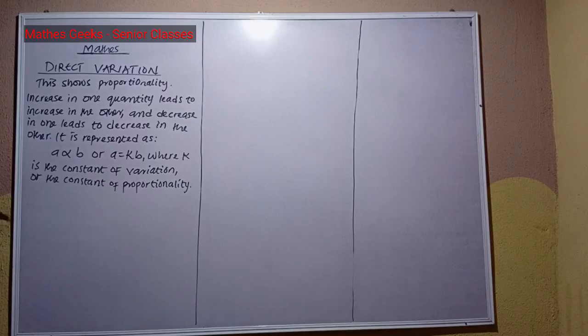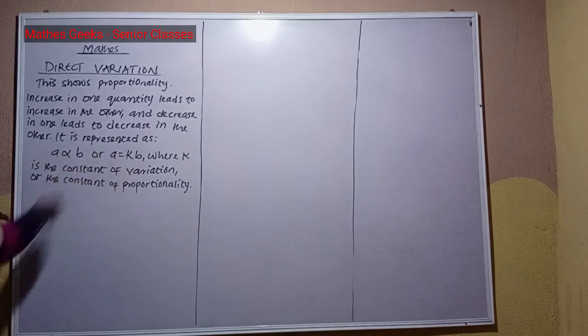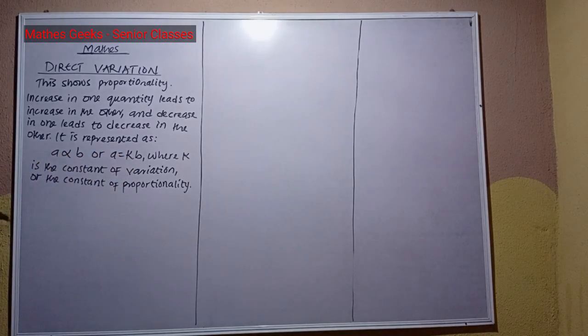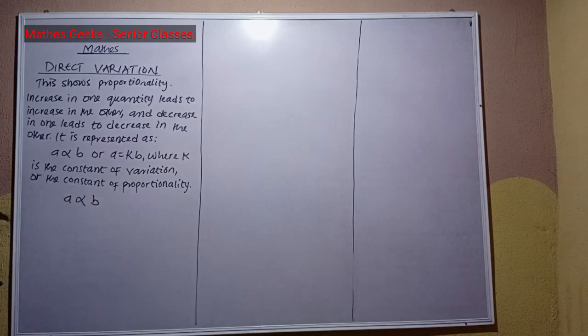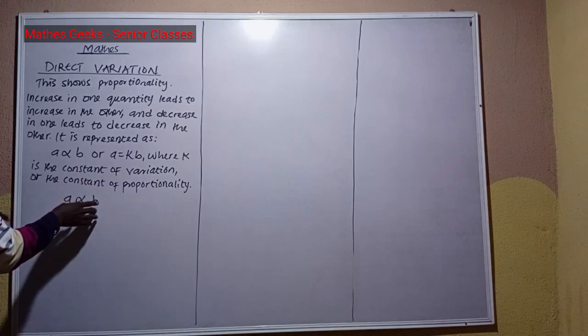And what is direct variation? This shows proportionality. It means that an increase in one quantity leads to an increase in the other, and a decrease in one leads to a decrease in the other. It is represented as A varies directly as B, or A varies as B, or A is equal to KB, where K is the constant of variation or the constant of proportionality. So if A varies directly as B, it tells us that when A is increasing, B is also increasing, and when A is decreasing, B is also decreasing.